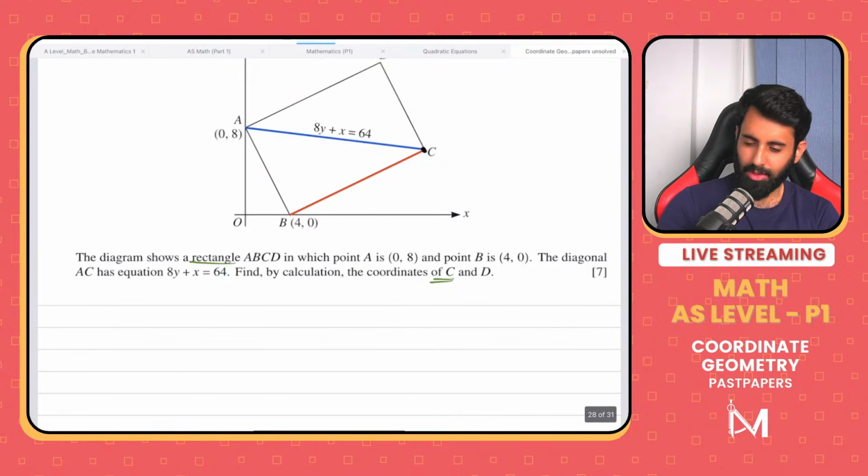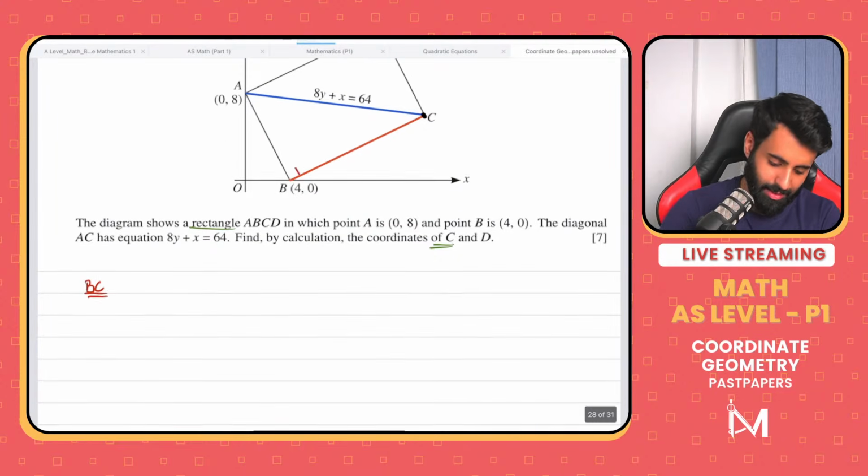Once you've done this, you will know what it is that you need to do next. So now I know that I need to focus on getting the equation of line BC. Because there's a right angle over here, if I find out the gradient of line AB, which I can very easily by doing (8 minus 0) over (0 minus 4), so we get 8 upon minus 4, which is equal to minus 2.